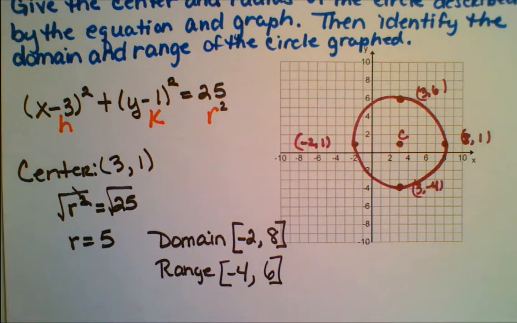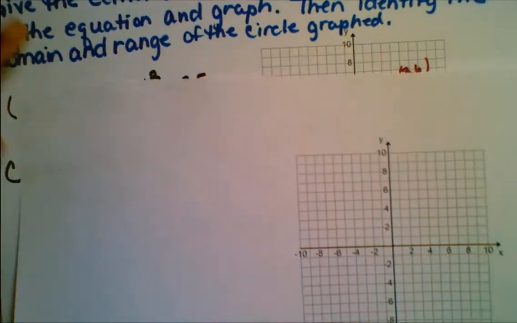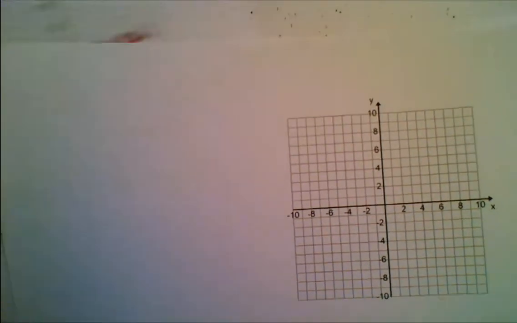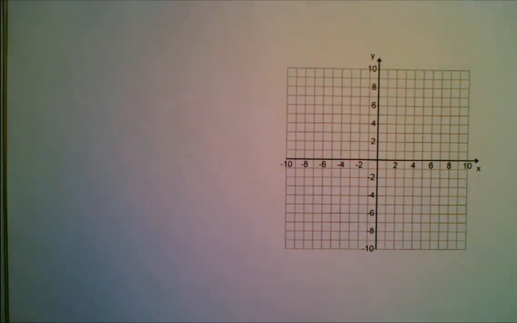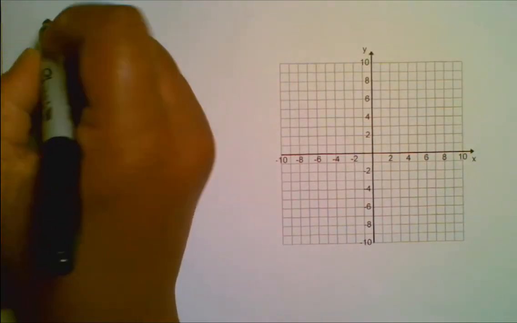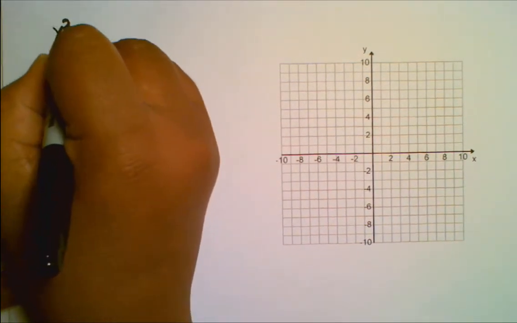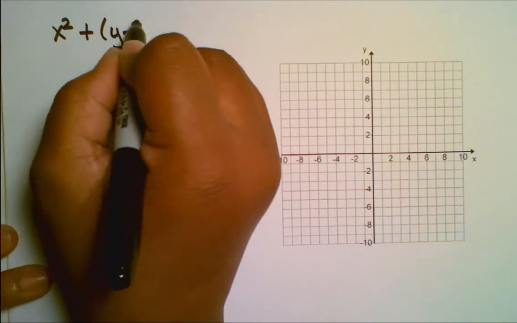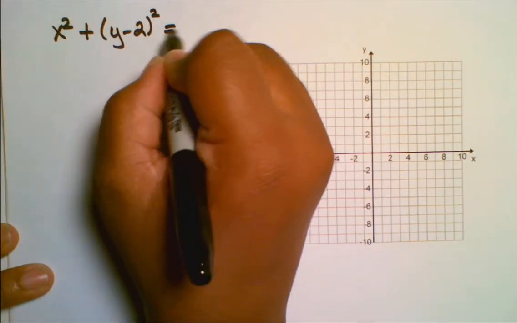Let's do another example. Same instructions apply. Here is our equation. We have x squared plus y minus 2 squared is equal to 4.